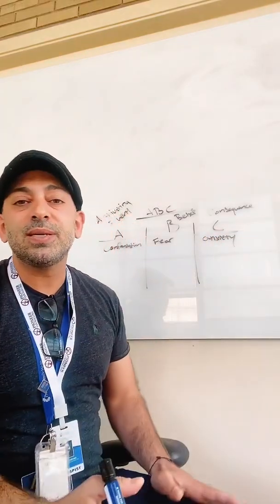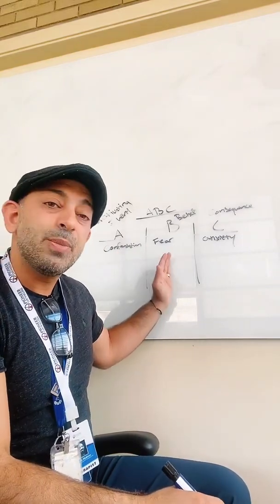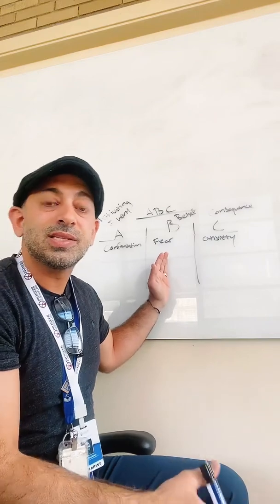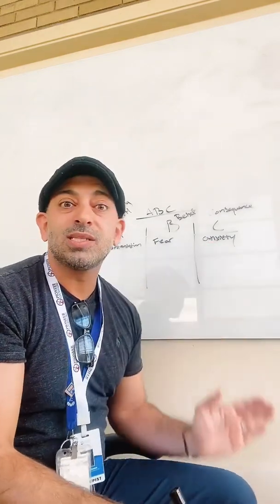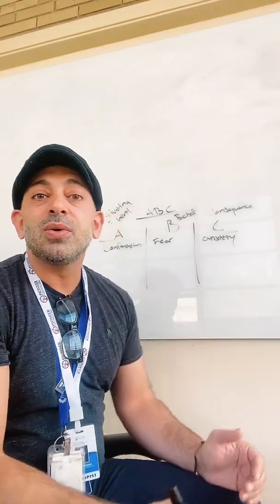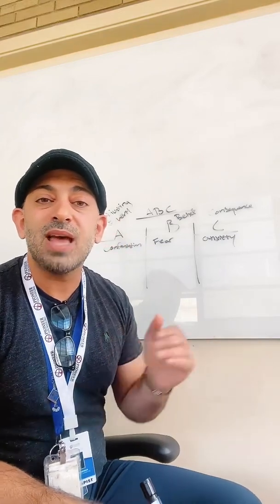Okay, very simple example here. Activating event is a confrontation. Our belief is fear-based, that this is going to lead to something bad, or confrontation is bad. And then the consequence is increased anxiety. So now that we have our data, we're able to maneuver around, we're able to navigate.